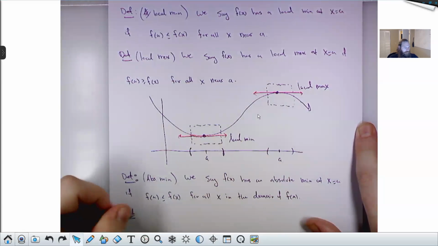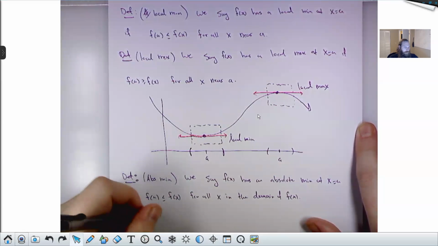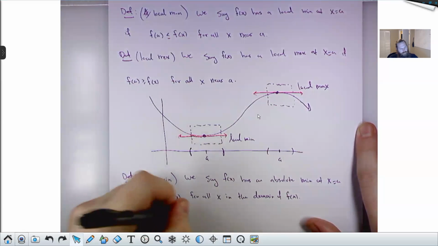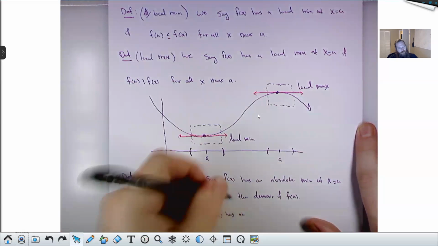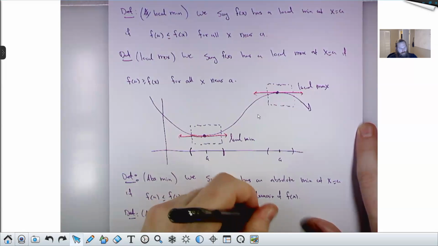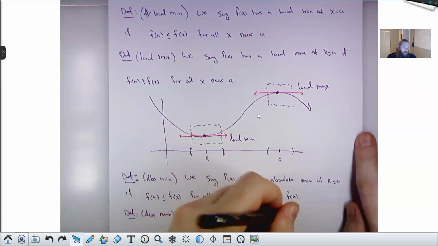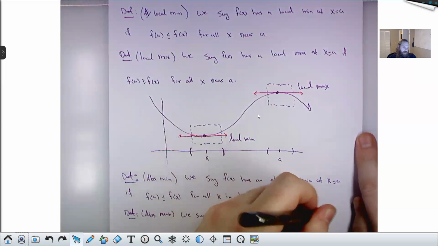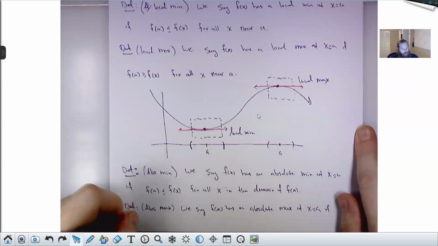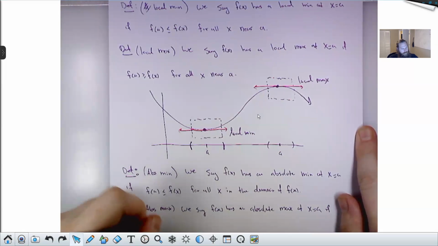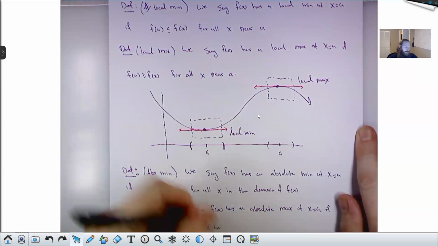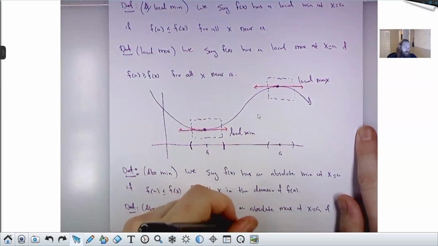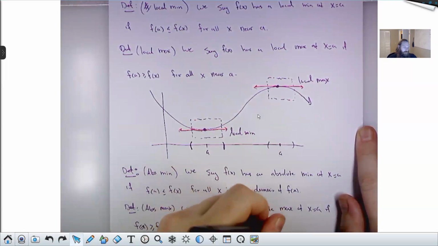And similarly, the abs max definition says, we say f of x has an absolute max at x equals a if f of a is greater than or equal to f of x for all x in the domain of f.